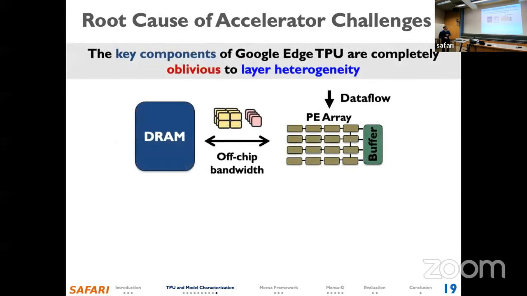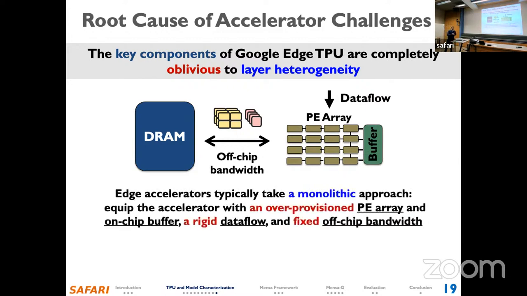So then we concluded that the root cause of the Google Edge TPU suffering to provide high throughput and high energy efficiency is that the Google Edge TPU accelerator is completely oblivious about the heterogeneities that exist in each model, both across models and inside the model itself.